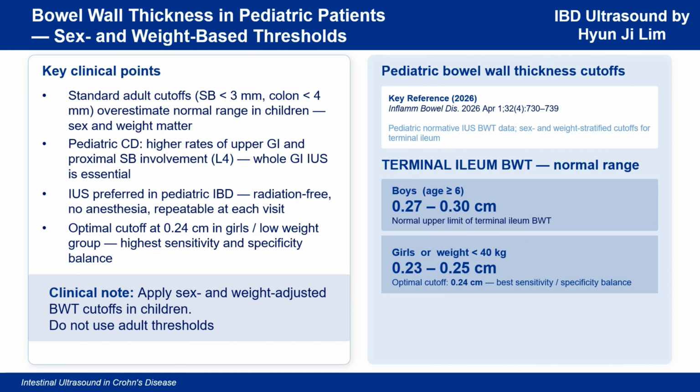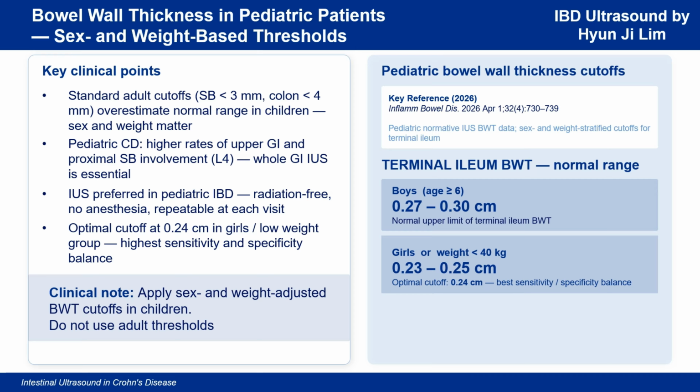For pediatrics, it seems obvious that they need another cutoff value apart from adults. There are many updated papers saying that we need to set a different, more sensitive bowel wall thickness threshold for children and adolescents. The most recent paper in inflammatory bowel disease, referenced on the screen, established a sex-weight stratified cutoff for terminal ileum bowel wall thickness in children.